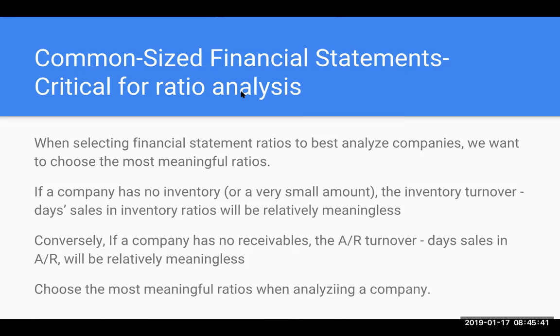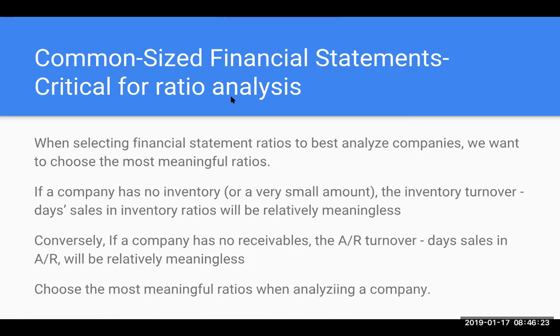Conversely, if a company has no receivables, the accounts receivable turnover ratios are meaningless. They don't really have any meaning to a company that has no receivables. When we look at companies like Lowe's and Home Depot, inventory is a huge part of their balance sheet. And therefore, when we are analyzing Lowe's and Home Depot, we want to be looking to see what their inventory turnover is. Accounts receivable, however, for both Lowe's and Home Depot, is relatively insignificant. For Lowe's, it's probably a part of other assets. Home Depot, I want to say it's around 5%.